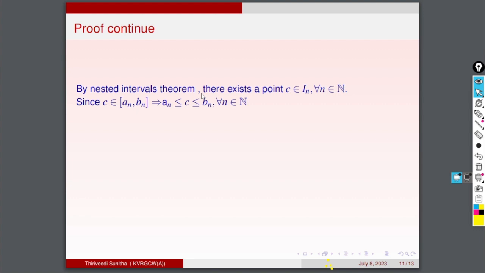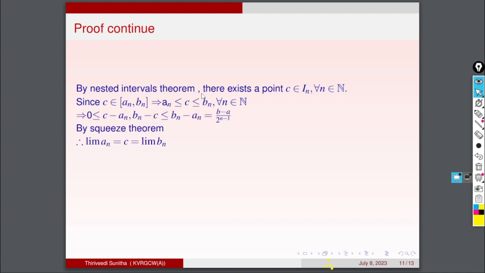Because c belongs to [an, bn], c is in that interval. That implies 0 ≤ c - an, bn - c ≤ bn - an, and bn - an = (b - a)/2^(n-1). By the squeeze theorem or sandwich theorem, lim an = c = lim bn. Since f is continuous at c, we have lim f(an) = f(c) = lim f(bn).